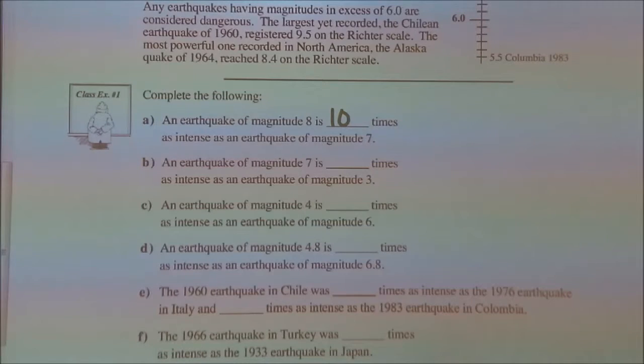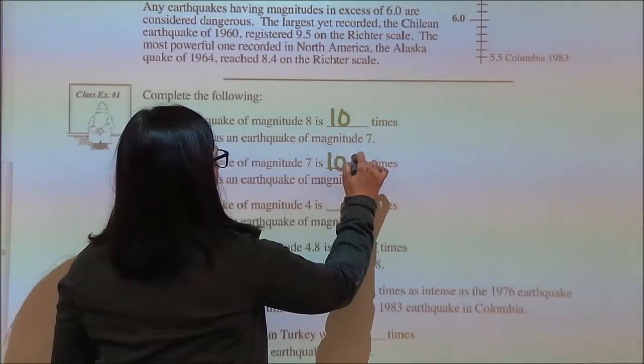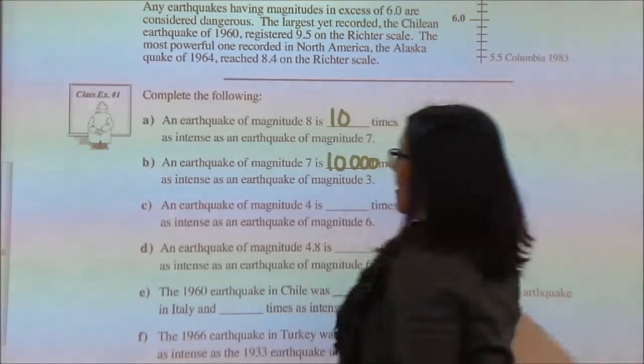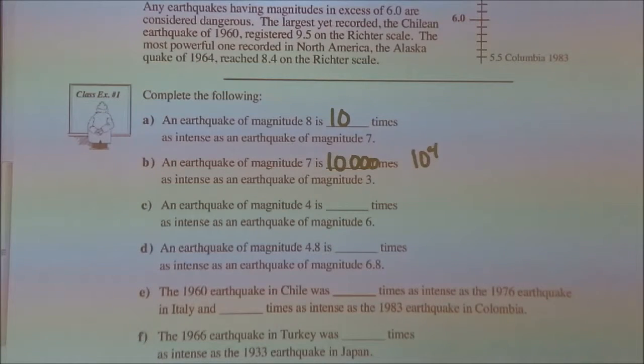A magnitude of 7 is how many times as intense as a magnitude of 3? 10,000. Or the other way to look at it, 10 to the power of 4. I went up 4 levels.